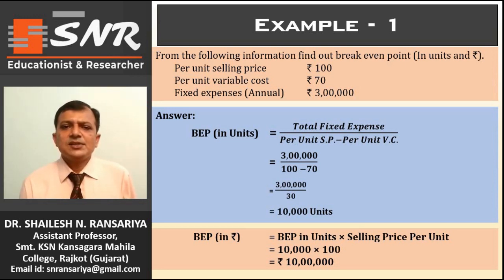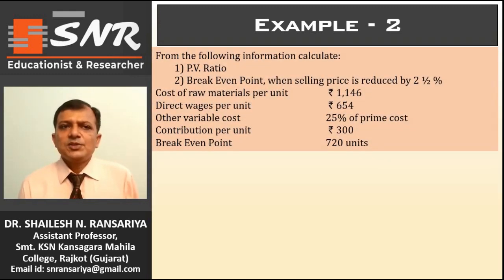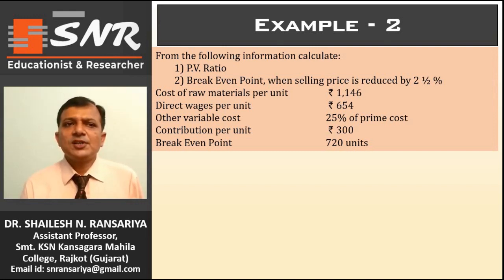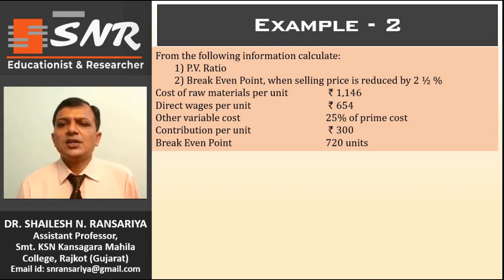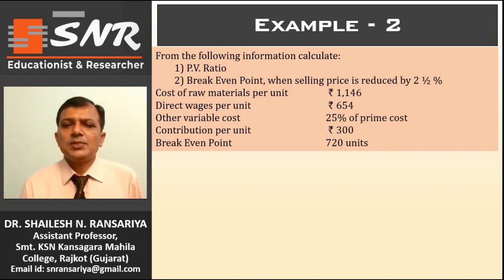Now we will see example number 2. From the following information, calculate profit volume ratio and break-even point when selling price is reduced by 2.5%. The available information: cost of raw material per unit rupees 1146. Direct wages per unit rupees 654. Other variable cost 25% of prime cost. Contribution per unit rupees 300 and break-even point 720 units.